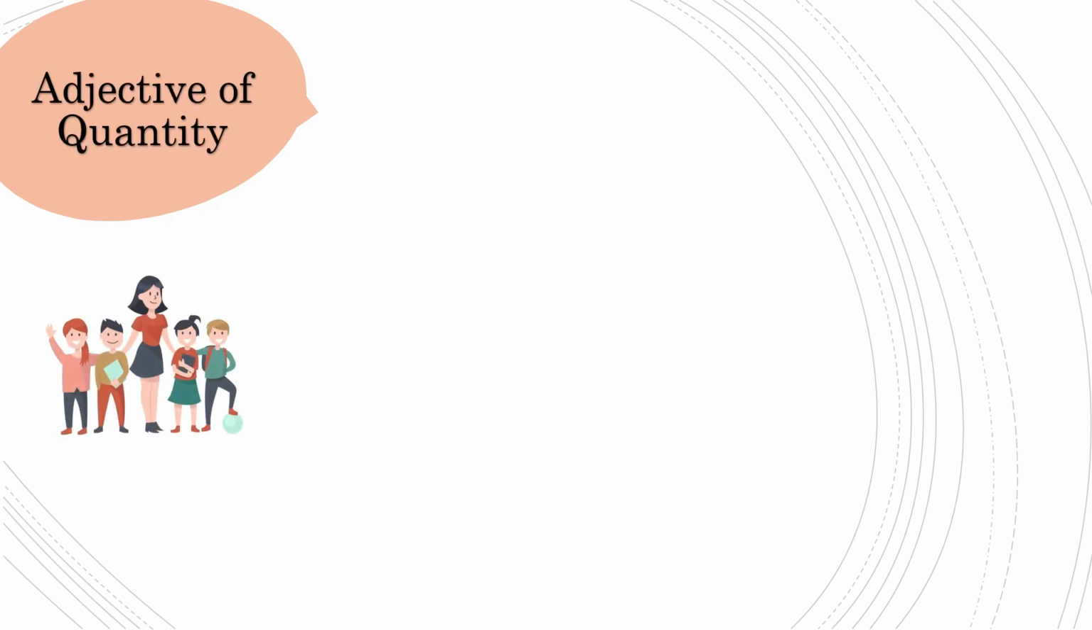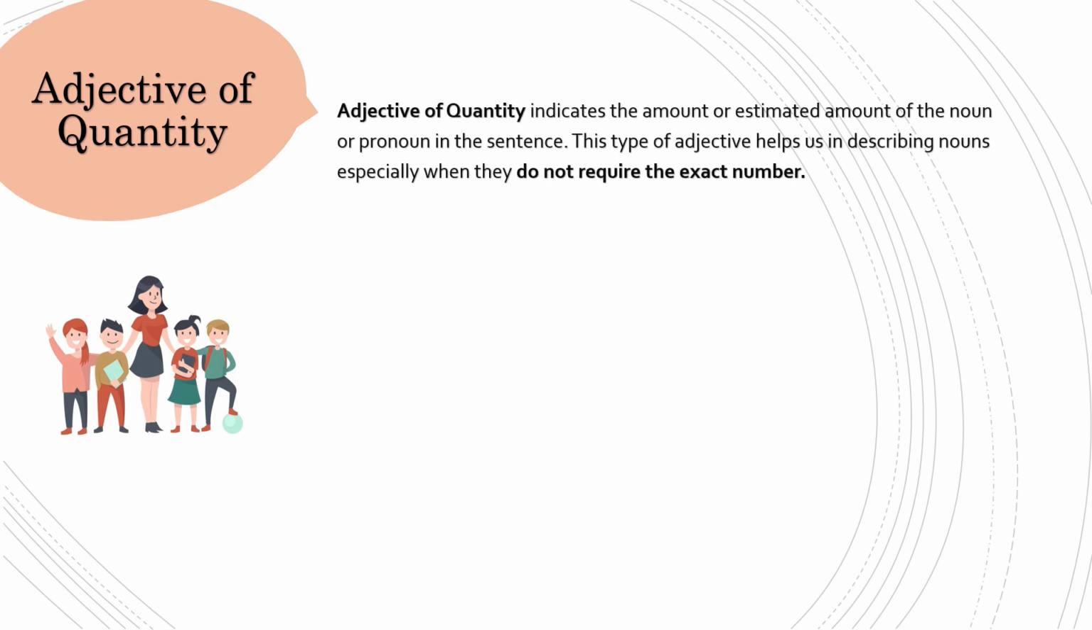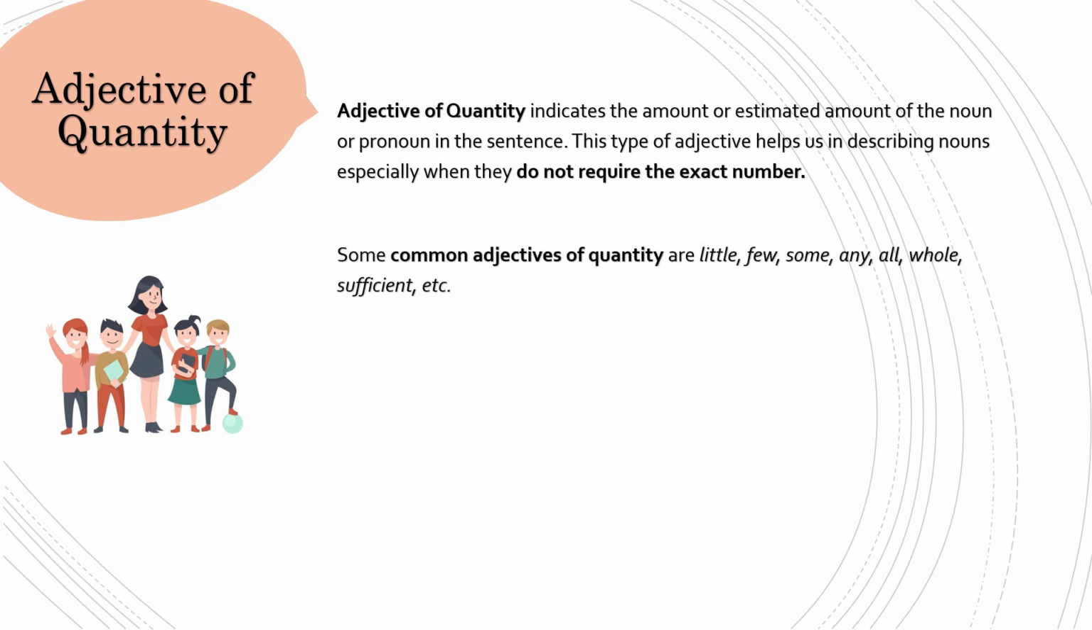Adjective of quantity. Adjective of quantity indicates the amount or estimated amount of the noun or pronoun in the sentence. This type of adjective helps us in describing nouns, especially when they do not require the exact number. Some common adjectives of quantity are little, few, some, any, all, whole, sufficient, etc.